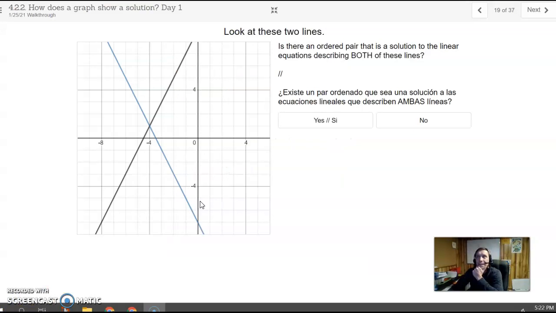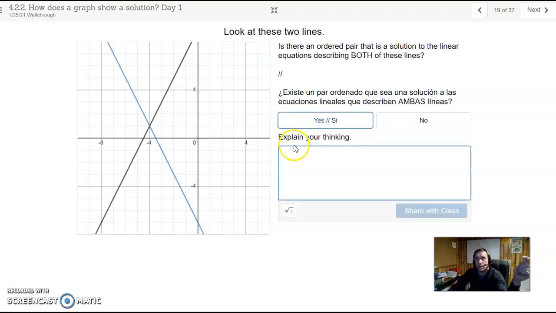All right, so now we're looking at slide 19. The question is, is there an ordered pair that is a solution to the linear equations describing both of these lines? So again, we're trying to figure out what does it mean to be a solution? And so if there's two equations, what is the solution? So think about it, pause, and try it out. Well, is there an ordered pair? The answer is yes. Okay, explain your thinking.